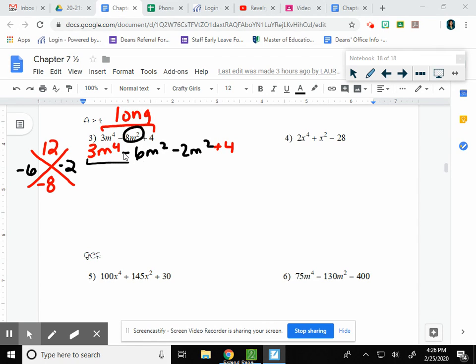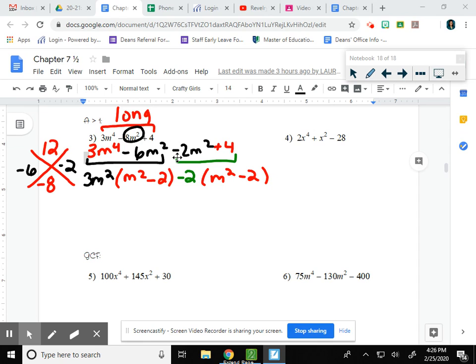So we're going to group this and say, what can I take out of both of them? What divides both of them? Well, 3m squared divides both of them. And what's left when you divide? You're going to have m squared minus 2. Okay, so then you're going to do the same thing in the second set. You're going to say what divides negative 2m squared and 4. Negative 2. So what's left when I do that is m squared minus 2.